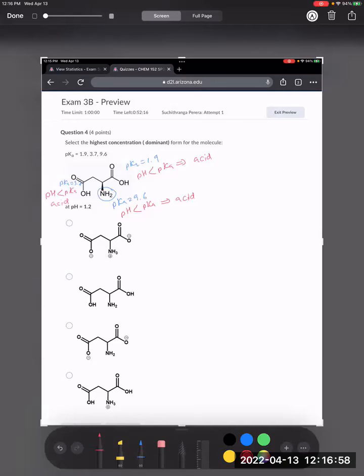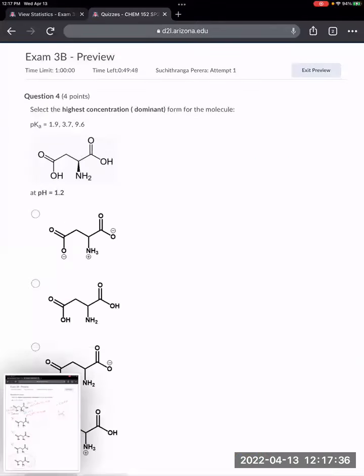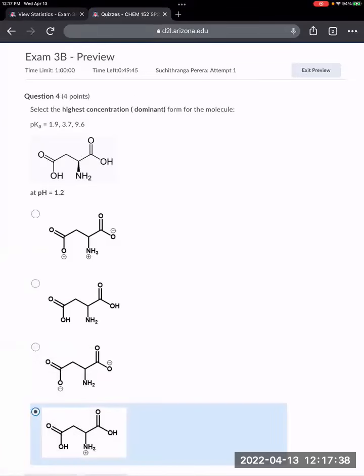Okay, the acid form of NH2 is NH3+. Okay, the acid form of carboxylic acid is COOH. Okay, so we have two COOH groups and one NH3+ group in our molecule. Okay, so the first one is out, and then the second one is out. The third one is out. I would go with the fourth one over here, where we have NH3+ and COOH. Okay. Let's see. So the correct answer is this one.